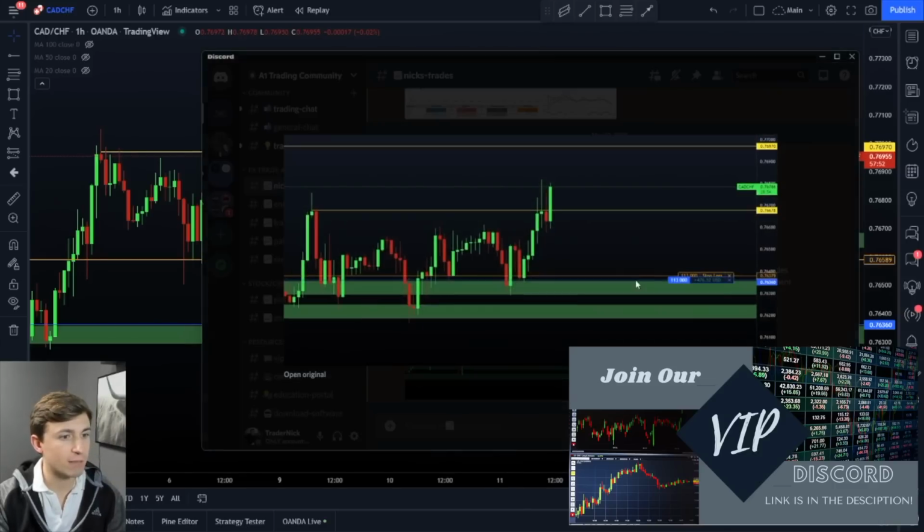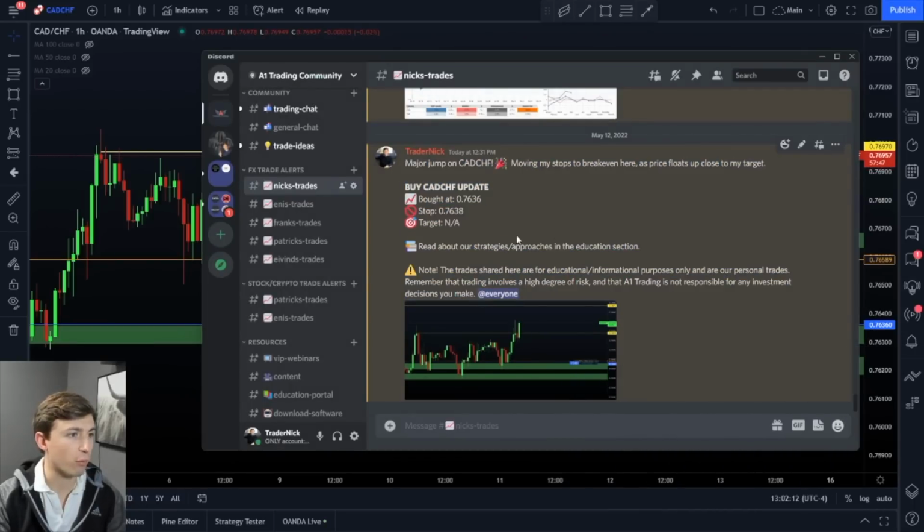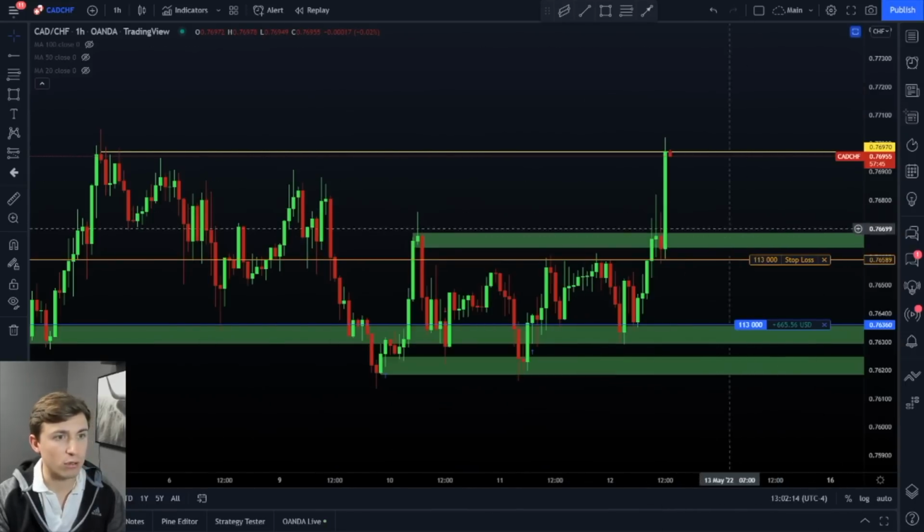So there's the update. Like I said, I trailed this thing to break even, but now I'm about to type up an update for this trade that we have now locked in more profit. So I'm going to go secure that with the members inside of the Discord, and we'll come back once things have developed a little bit more.